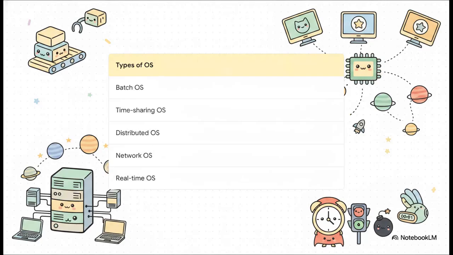And because the world is complex, operating systems have to adapt to vastly different real-world environments. You've got batch OS for processing huge volumes of data without human interaction, time-sharing OS for multiple concurrent users, distributed OS spanning multiple physical machines, network OS for servers, and real-time OS for critical systems where even a microsecond of delay could mean total failure.